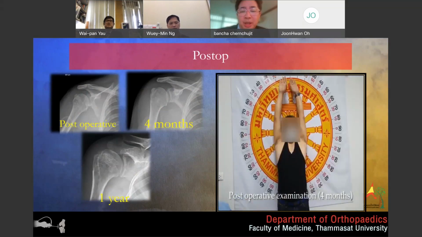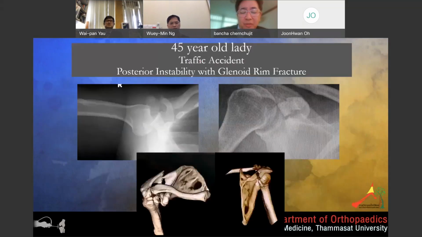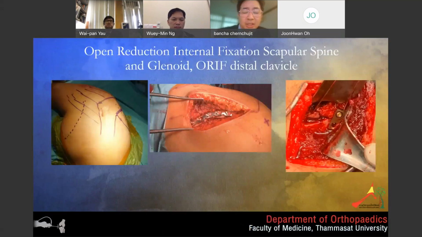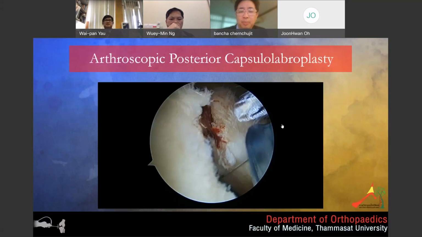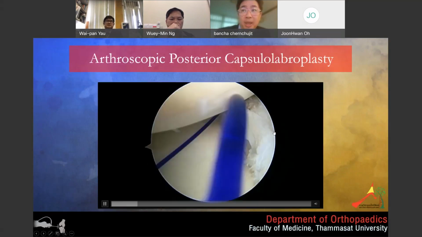So the next patient is a very active marathon runner. He's an athlete, and he had an accident during the games, some traffic accident. This patient had a posterior dislocation, right? And also there's a fracture of the scapula and also the distal clavicle, very complicated. So I got in and fixed the bone first. I fixed the AC joint and fixed the scapula of the patient. And then we did the arthroscopic posterior capsule labral repair.